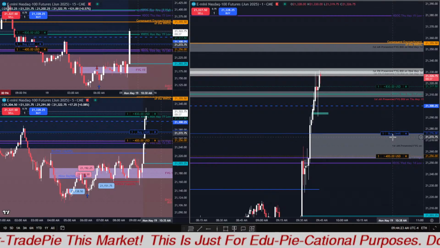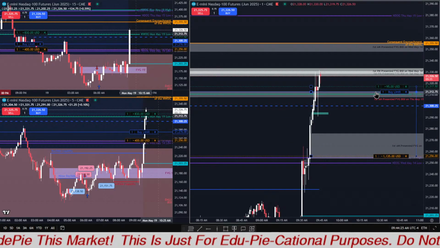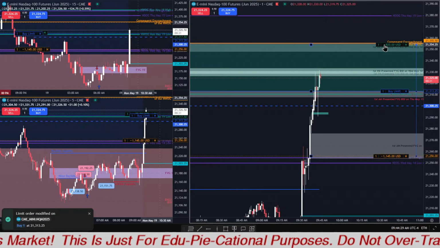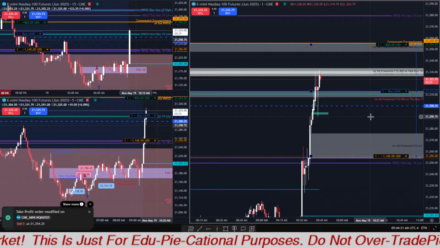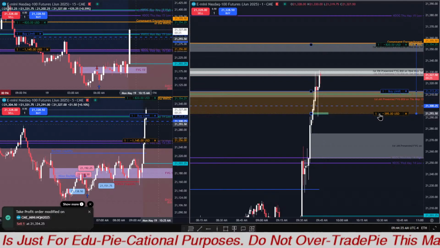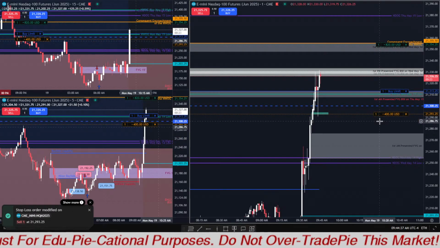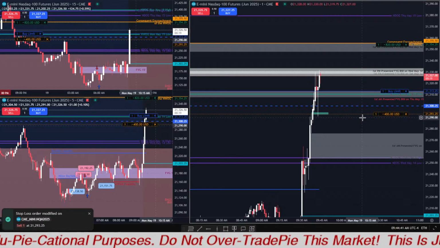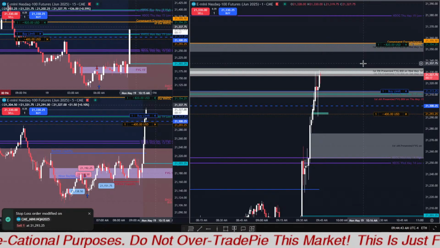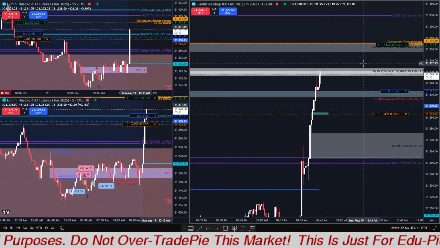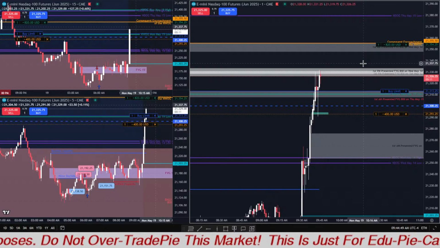Well, I would like to increase this over here above the first presented fair value gap of Thursday and place this over here. Hopefully we get the consequent encroachment of the new week opening gap.